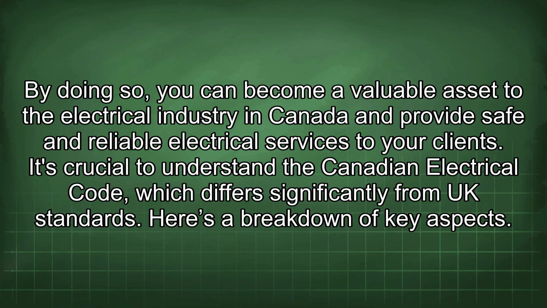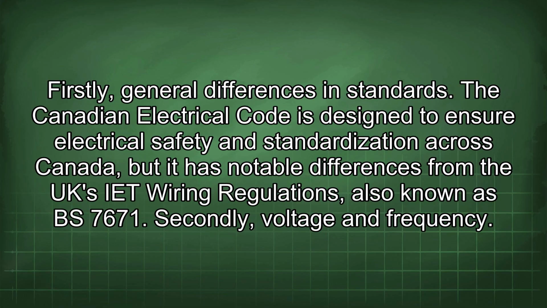It's crucial to understand the Canadian Electrical Code, which differs significantly from UK standards. Here's a breakdown of key aspects. Firstly, general differences in standards. The Canadian Electrical Code is designed to ensure electrical safety and standardization across Canada, but it has notable differences from the UK IET wiring regulations, also known as BS 7671.